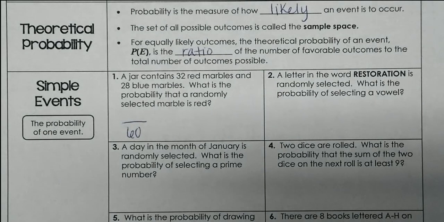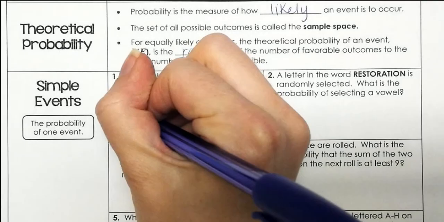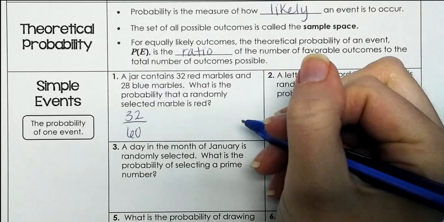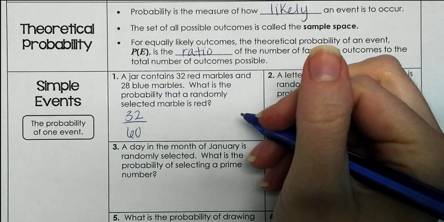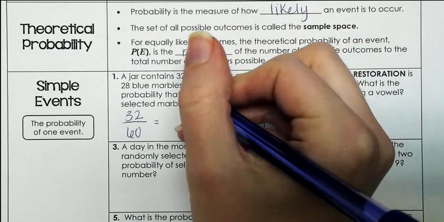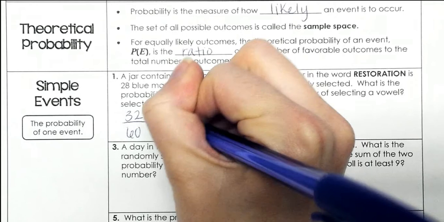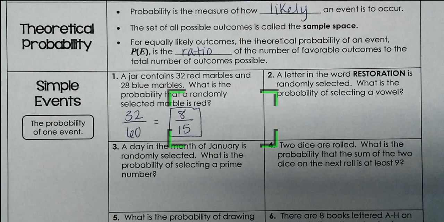So you want to see what the probability of selecting a red marble is. You have 32 red marbles, and that's the number that's going to go up top. This is a fraction that can be reduced. If we reduce that, it reduces to 8 over 15. And that's it.